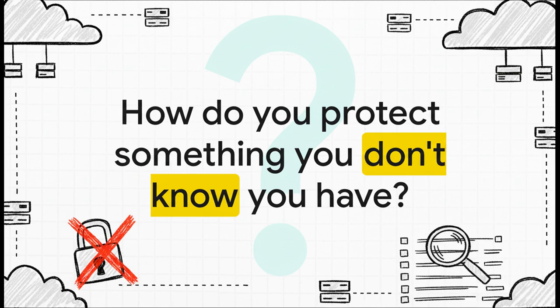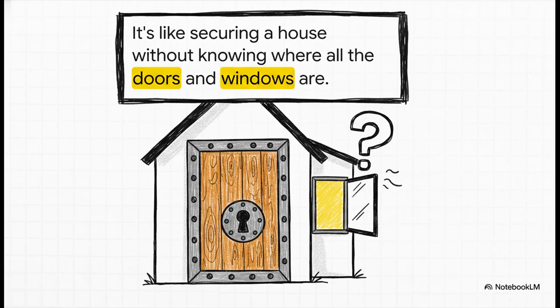Think about it. If a new server gets spun up in the cloud, or maybe a developer brings in a new software library, how can you possibly secure it if you're not even aware it exists? The simple answer is, well, you can't. Here's an easy way to think about it. You could have the strongest, most expensive lock on your front door, but if you've completely forgotten about an unlocked window in the back of the house, your entire security system is, well, it's useless. That forgotten window, that's your unknown digital asset.